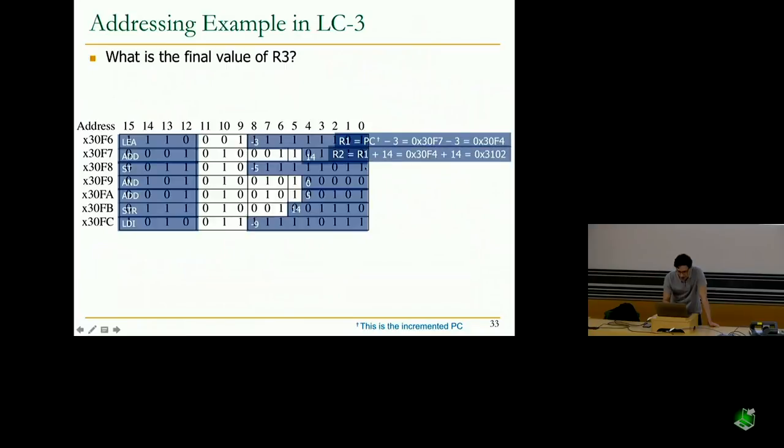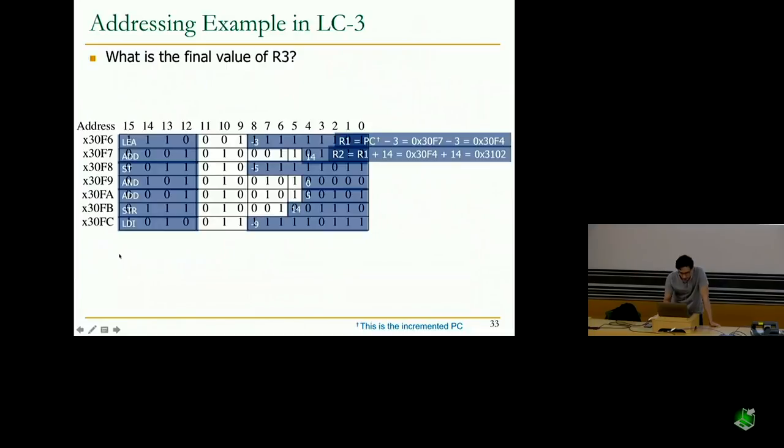So the next instruction is R1 plus 14, an addition. This is the destination, R2, this is the source, R1, and this is the immediate operand, 14. So what we are doing is adding the address that we just computed before, plus 14. So this gives us 3102, that will be one memory address around here.